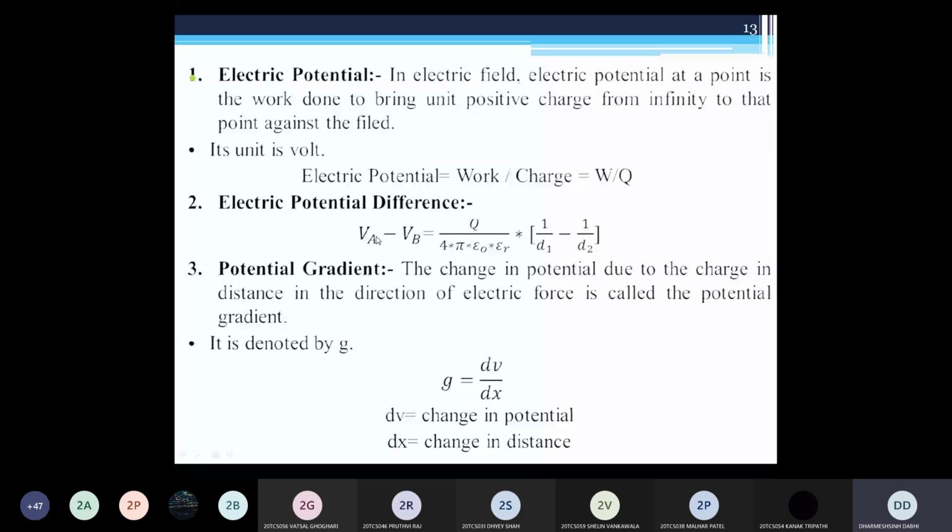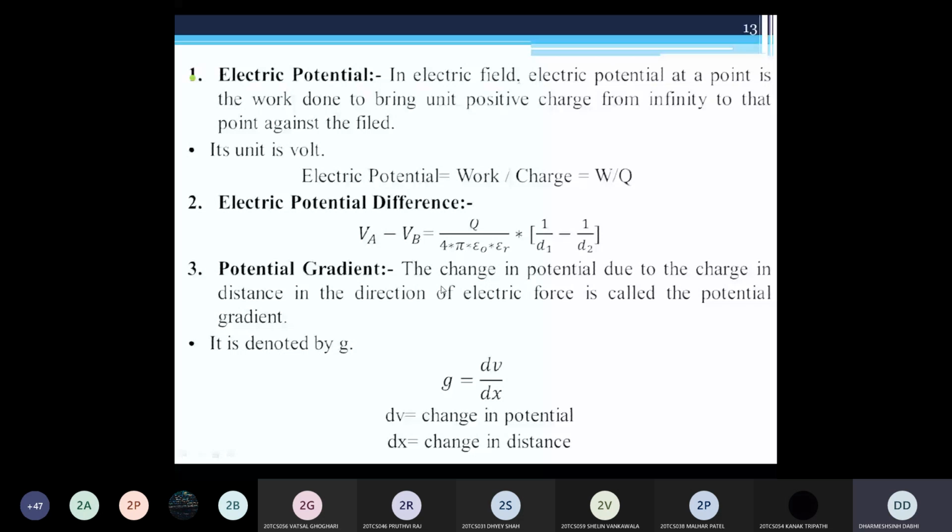So why is this electric potential created? Because of the charge. So this D1 is nothing but the distance between this charge and point A, and this D2 is nothing but the distance between point B and the charge. So the difference between the two potentials, VA minus VB, you can write this way.